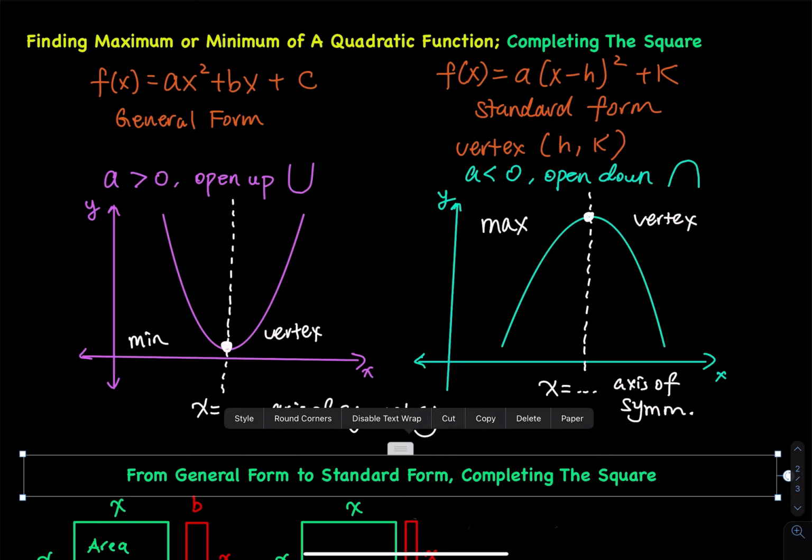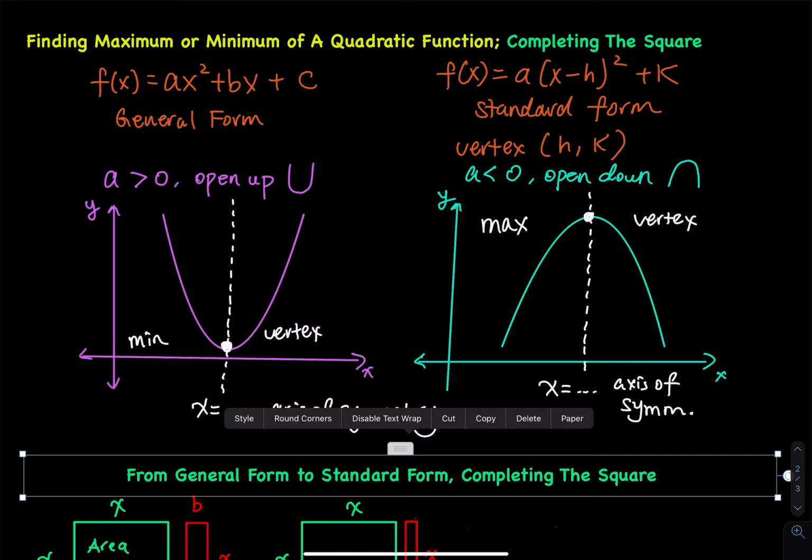In general form, the only thing you can tell is whether the parabola opens up or opens down. Take a look at the leading coefficient, the number that is right next to the x squared. So a is called the leading coefficient. If a is positive, the parabola opens up, just like a U. If a is negative, the parabola opens down.